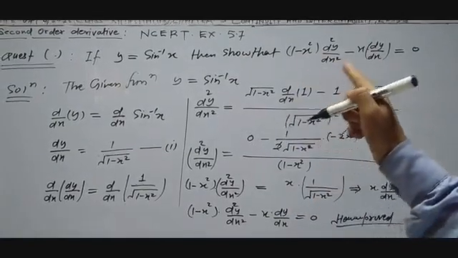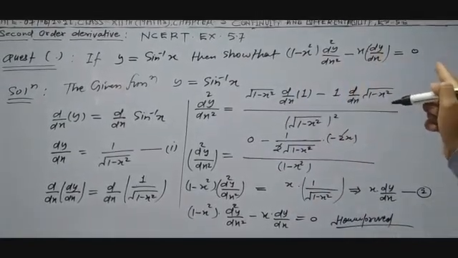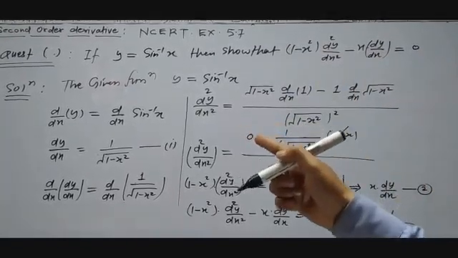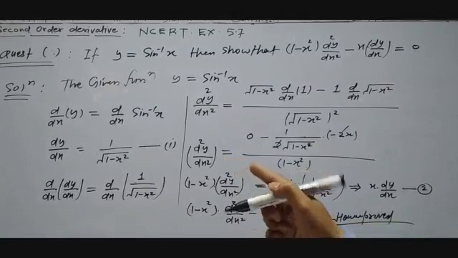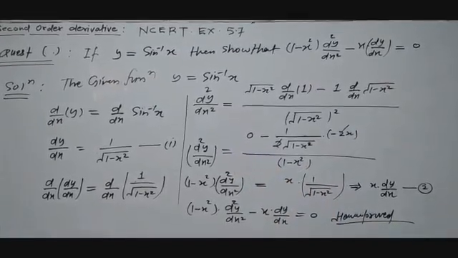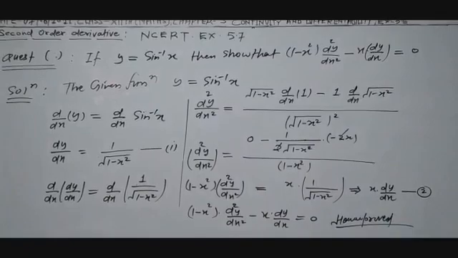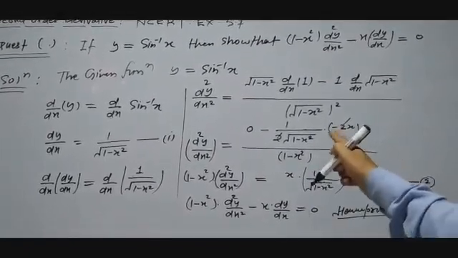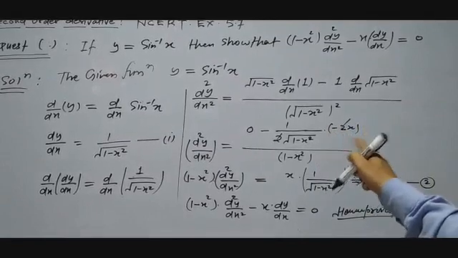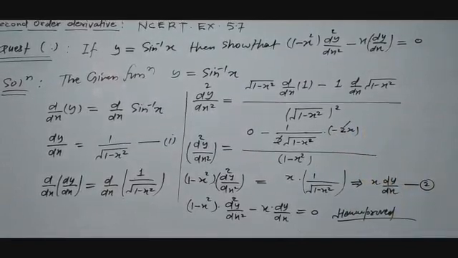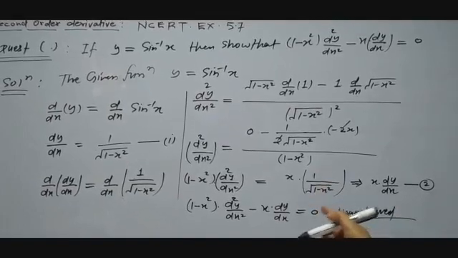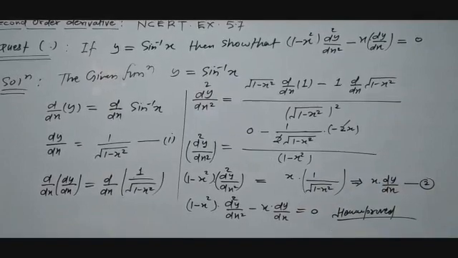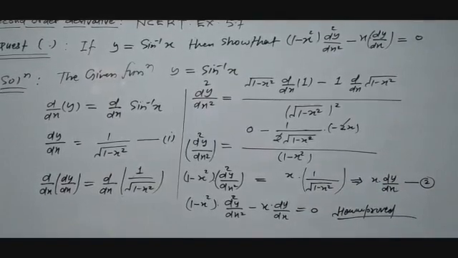So we have to prove 1 minus x square d2y by dx2 minus x times dy by dx equals 0. Differentiate the given function with respect to x, that will be 1 upon root over 1 minus x square, and again differentiate, its result will be 2x upon 2 root over 1 minus x square whole upon 1 minus x square. Then after cross multiplying, the result will be 1 minus x square d2y by dx2 minus x times dy by dx is equal to 0. So this is our proof.